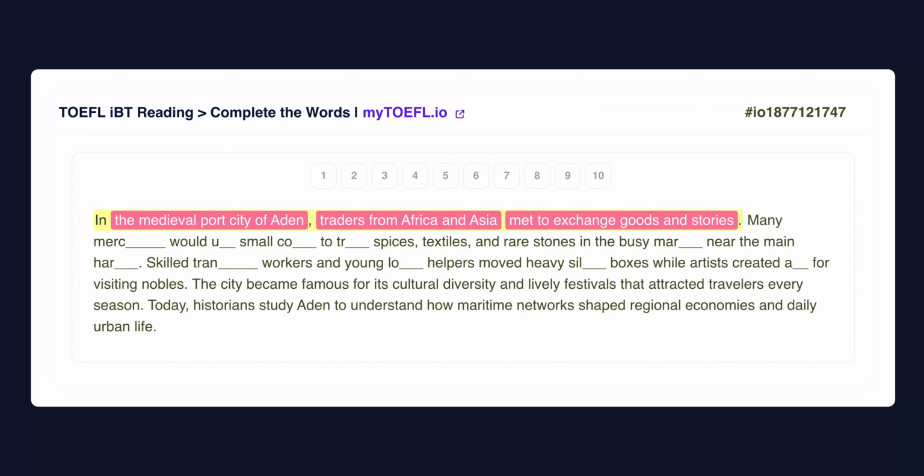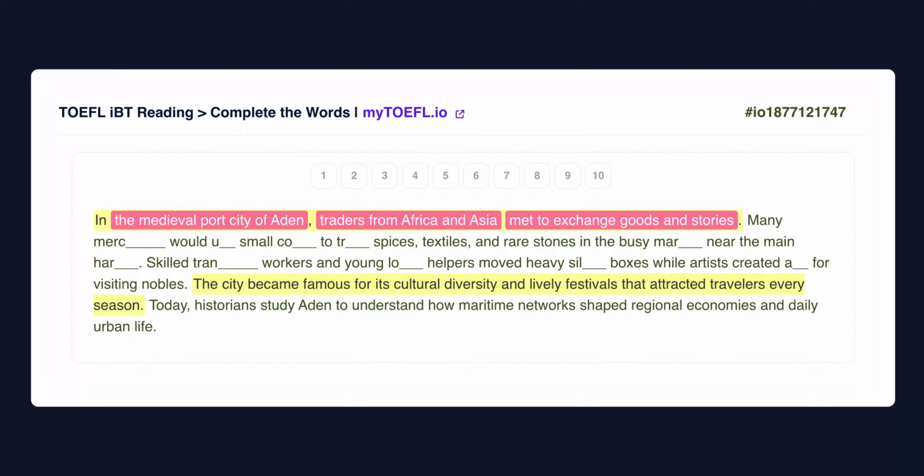This sentence will likely give us more information about the city of Aden, building on the ideas from the first sentence. Listen for details that describe what made the city special or important, as this will add more layers to our understanding of the topic. The city became famous for its cultural diversity and lively festivals that attracted travelers every season.